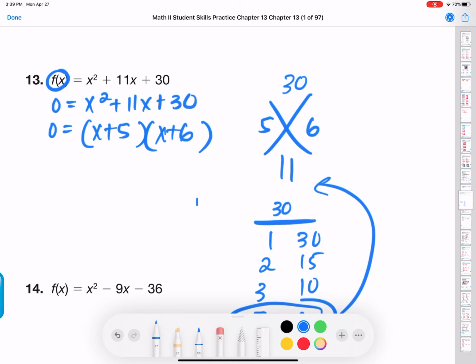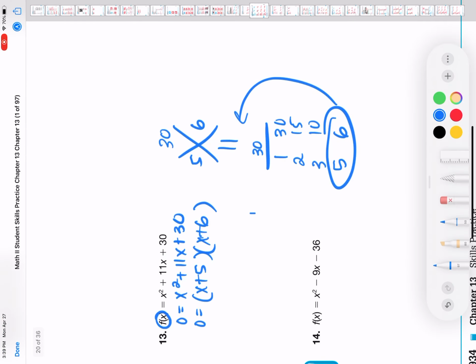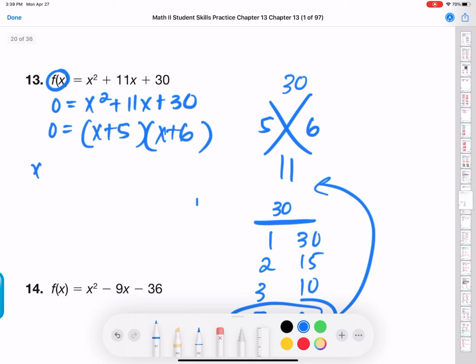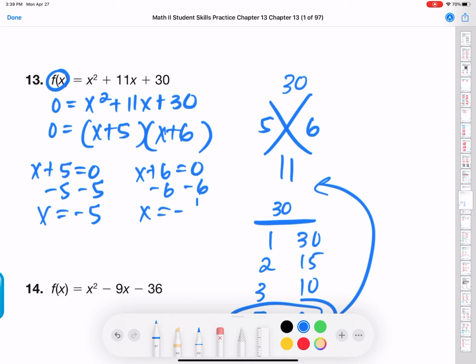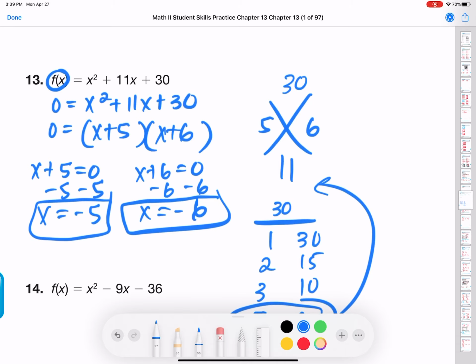All right. Now we just need to set each one equal to 0. Sorry, I keep rotating this. So it's x plus 5 equals 0. Next one is x plus 6 equals 0, and then solve. On the left, we subtract 5, x equals negative 5. On the right, we subtract 6, x equals negative 6. So we have two solutions, x equals negative 5 and x equals negative 6.